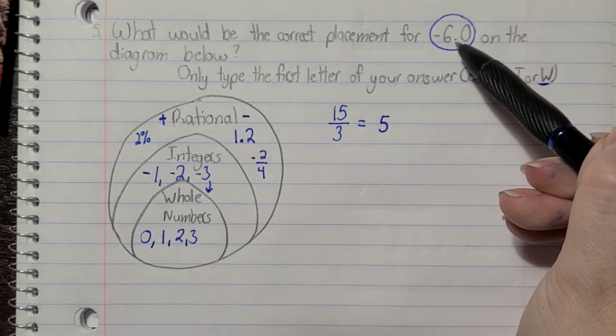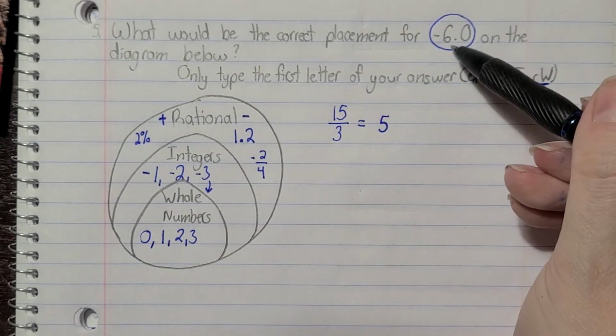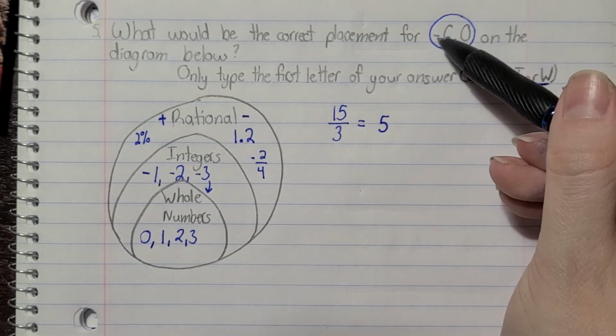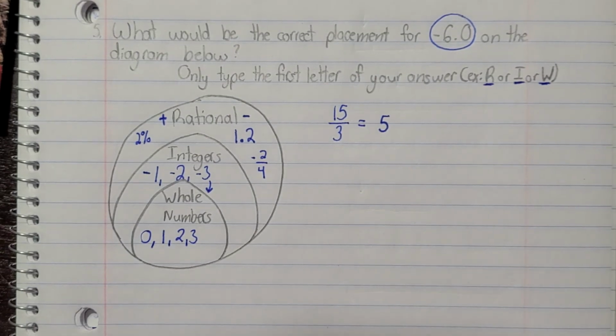So think about that with this -6. Does that decimal truly make it rational, or does it not change the value and it belongs with your negatives? You decide. Go use your notes to read about integers and rational numbers and decide.